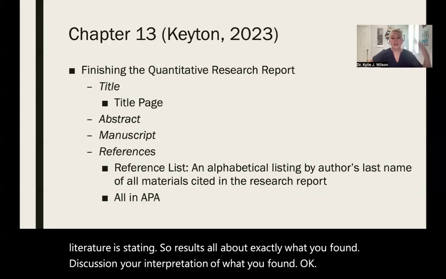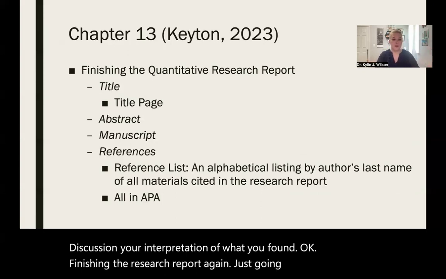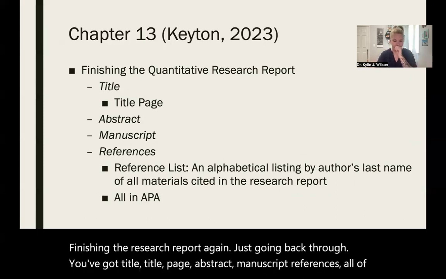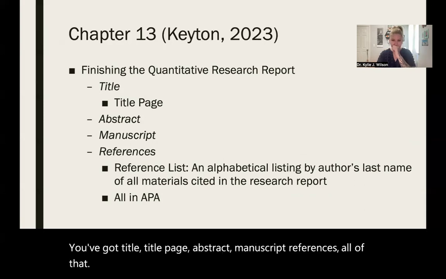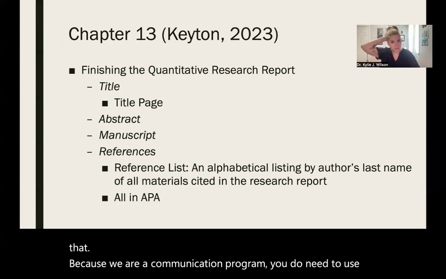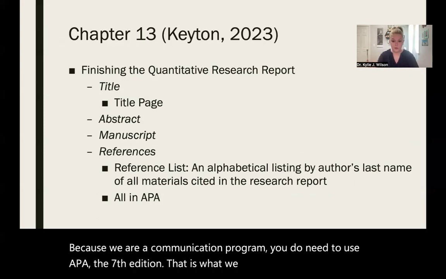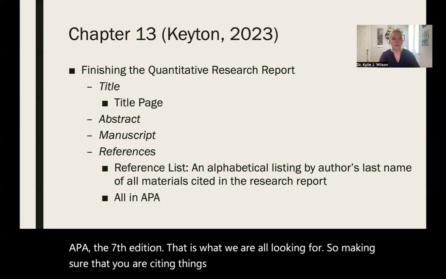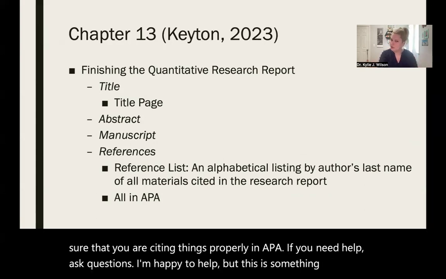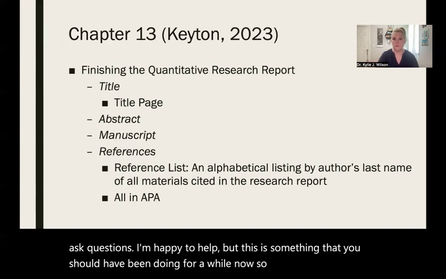Finishing the research report, again, just going back through, you've got title page, abstract, manuscript, references, all of that. Because we are a communication program, you do need to use APA, the 7th edition. That is what we are all looking for. So make sure that you are citing things properly in APA. If you need help, ask questions. I'm happy to help. But this is something that you should have been doing for a while now, so it shouldn't be too much of an issue.